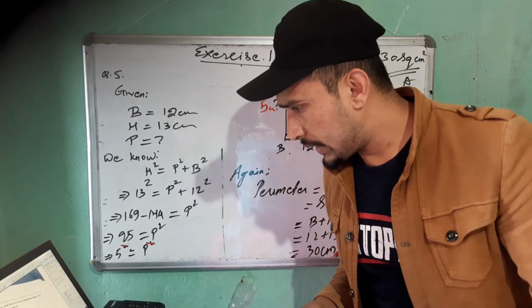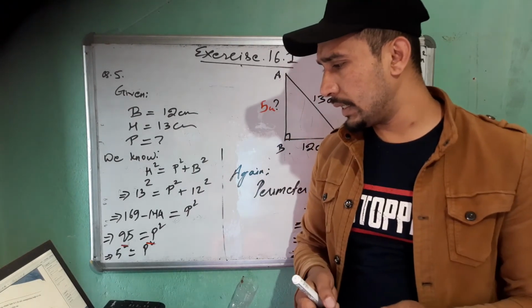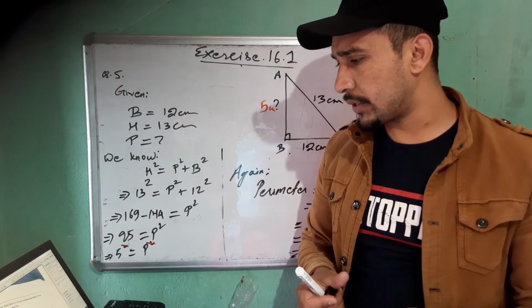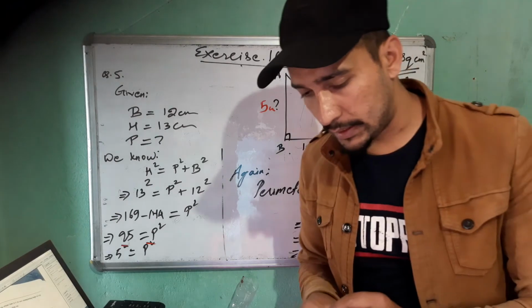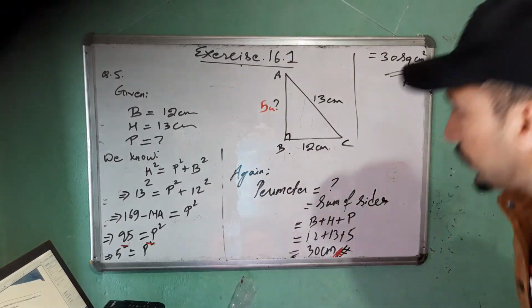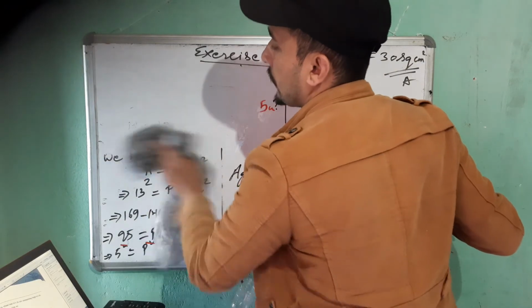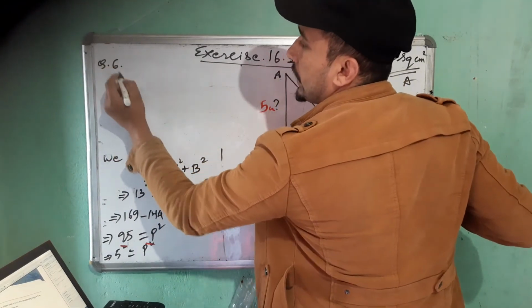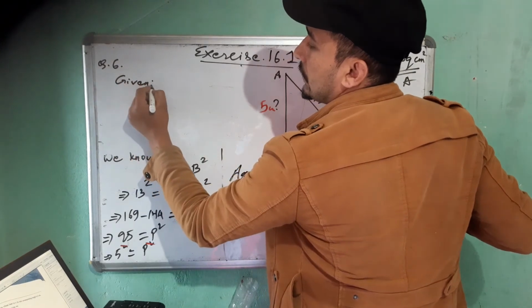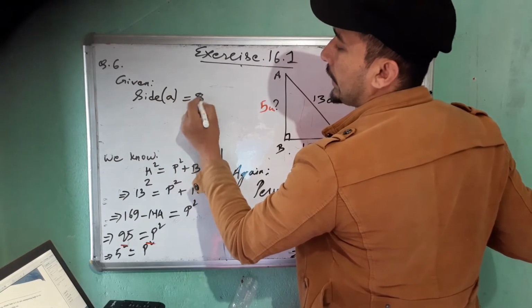Question number 6: find the area of an equilateral triangle whose side is 8 meter. Give your answer correct to 2 decimal places. Question number 6 is your home task. Question number 6, you are given side, let it be A, equal to 8 centimeter.